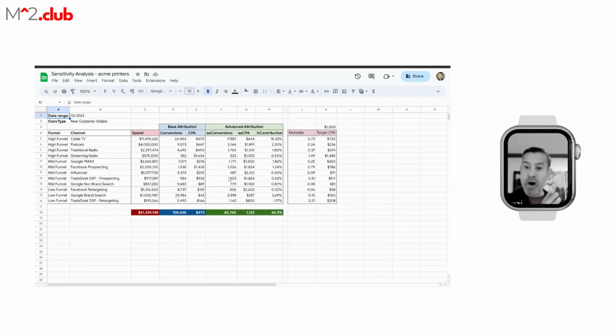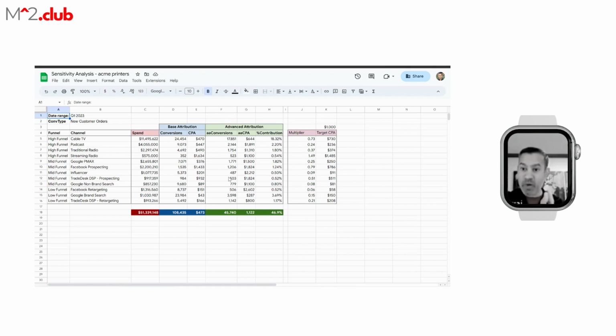Now, why this is important is that many of the media buyers and marketers are used to looking at base attribution numbers, right? That's where they live. That's the currency that they've been using to operate the channel, buy media, make optimizations, and make budgeting decisions.